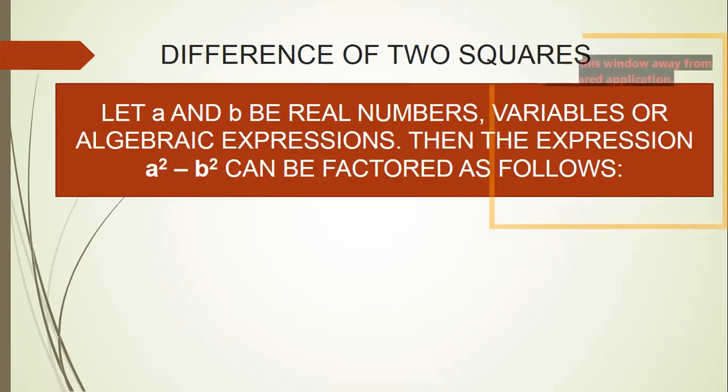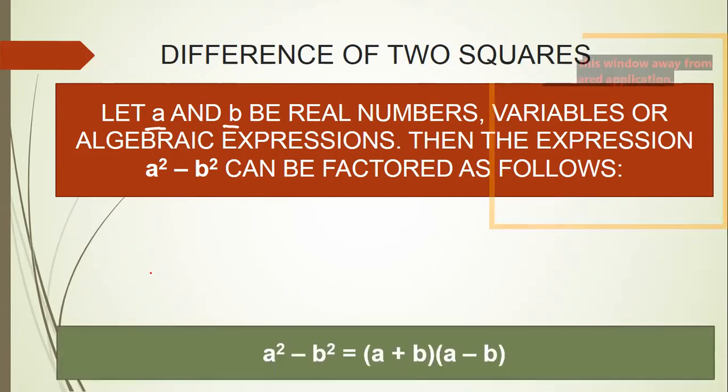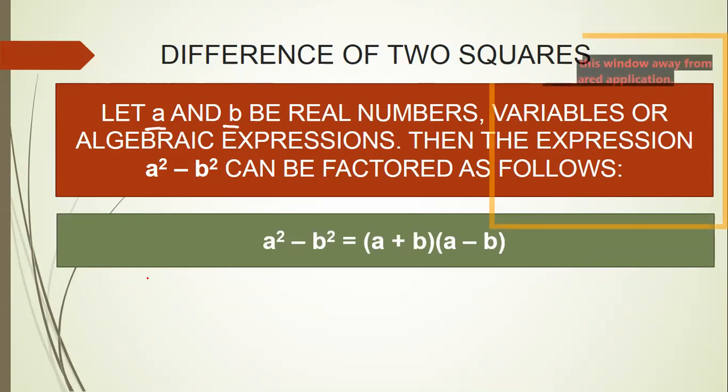So in factoring algebraic expressions using difference of two squares, we have that a and b are real numbers, variables, or algebraic expressions. Then the algebraic expression a squared minus b squared can be factored as follows. So here is the equivalent factored form of a squared minus b squared.